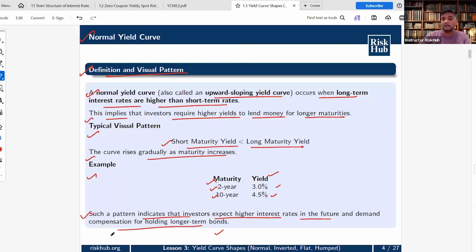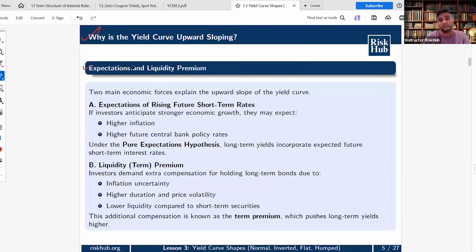So that's great. Then we get into the next part, which is why the yield curve is upward sloping: expectations and liquidity premium. Two main economic forces explain the upward slope of the yield curve. First, expectation of rising short-term rates. If investors anticipate stronger economic growth, they may expect higher inflation and higher future central bank policy rates.